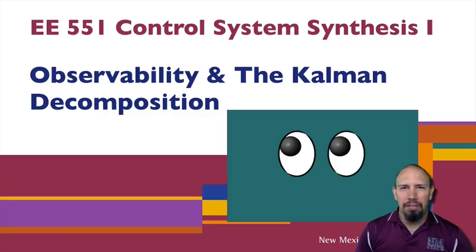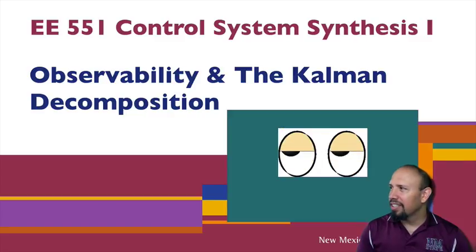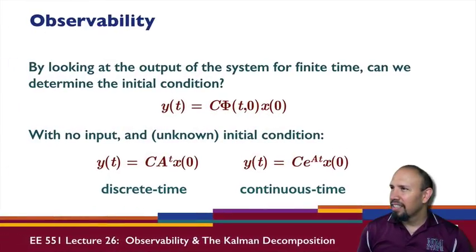In this lecture, we're talking about observability and the Kalman decomposition. Observability is a structural property, similar to controllability, but it's like the dual property.